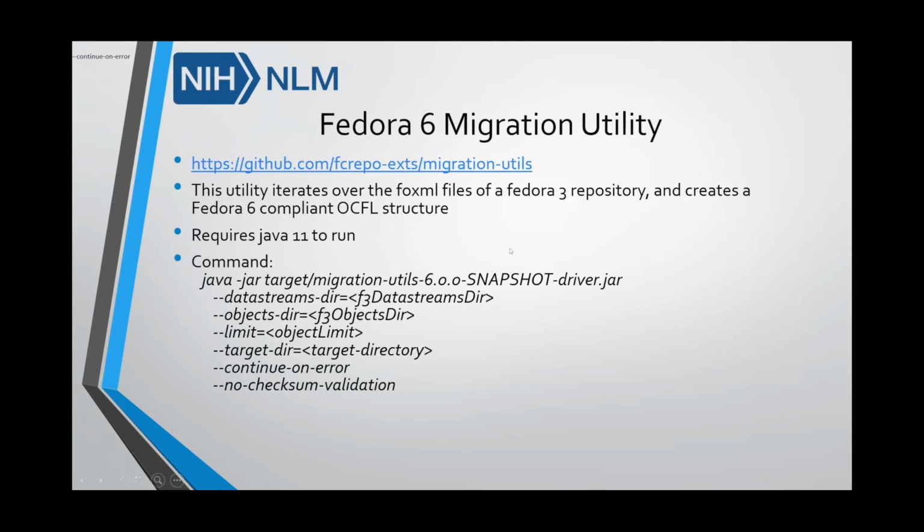So as Scott previously gave a great detailed presentation about the migration utility, I would just iterate once more. The migration tool iterates over the Fedora 3 repository files and creates a Fedora 6 compliant OCFL structure for each of the objects.